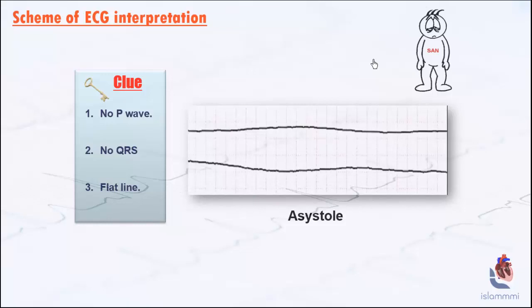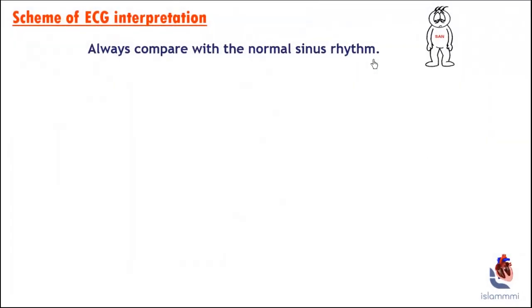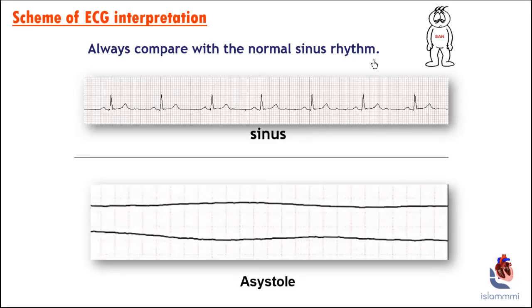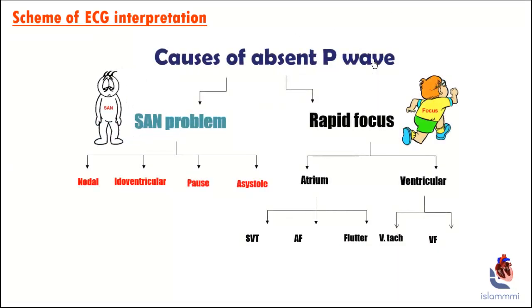So always compare with the normal, as we always say, this is the normal. Why am I repeating the normal? Because if you keep this in your mind, you can know the abnormal. If you know exactly how the normal looks like, you will be able to say this is abnormal. Okay, now we finished the first problem.